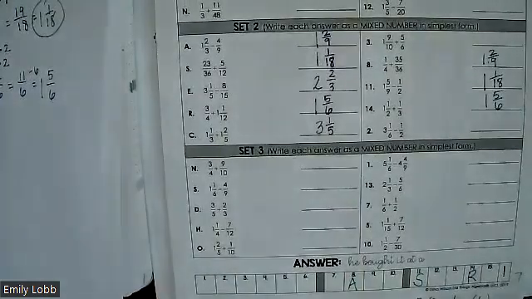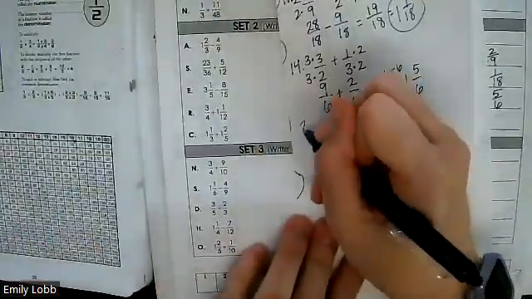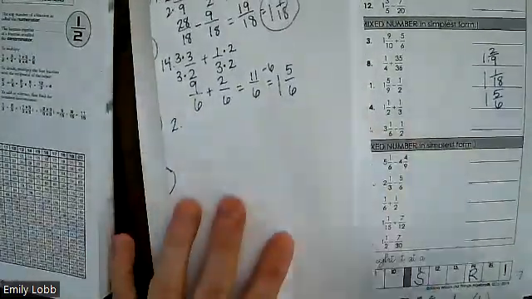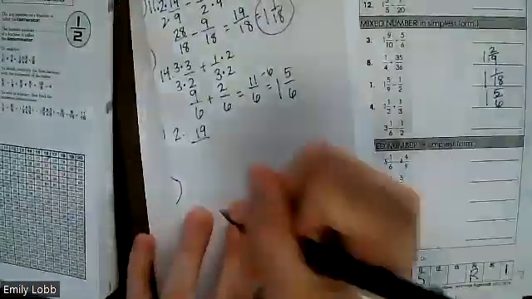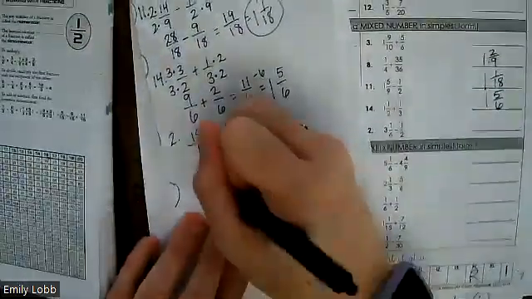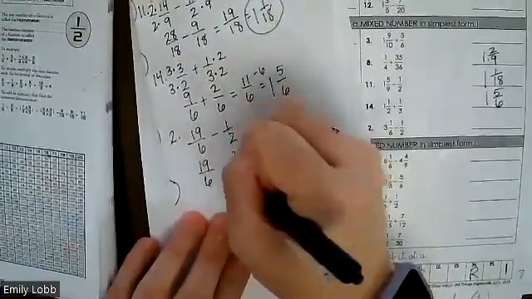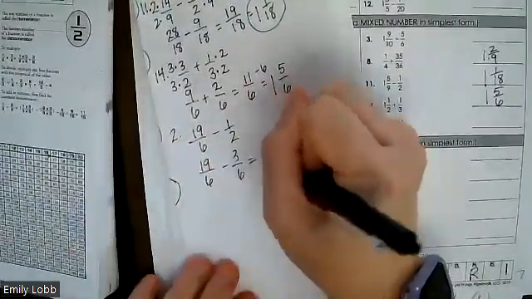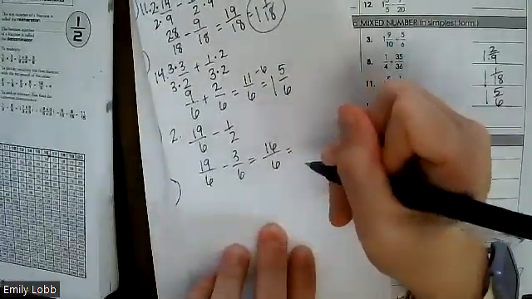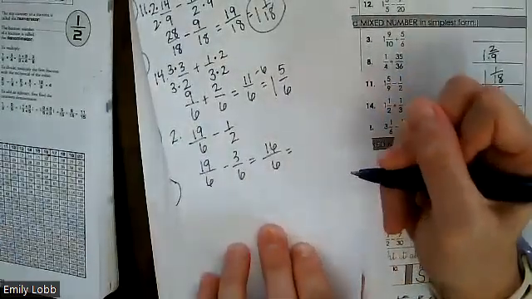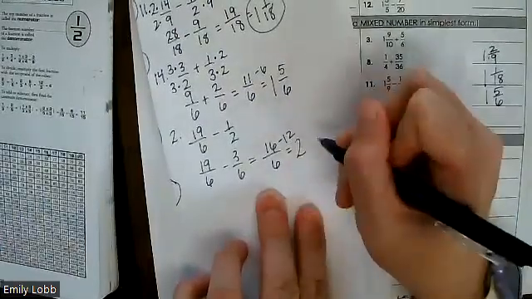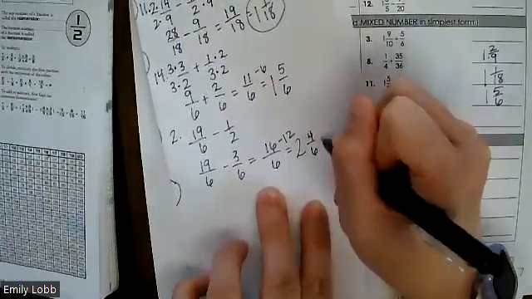And number 2. 6 times 3 is 18, plus 1 is 19. 6 minus 1/2. I know I can change this into 6. 19, 6 minus 3, 6. 16, 6. So 3 times would be too many. Good. So this is 4, 6.